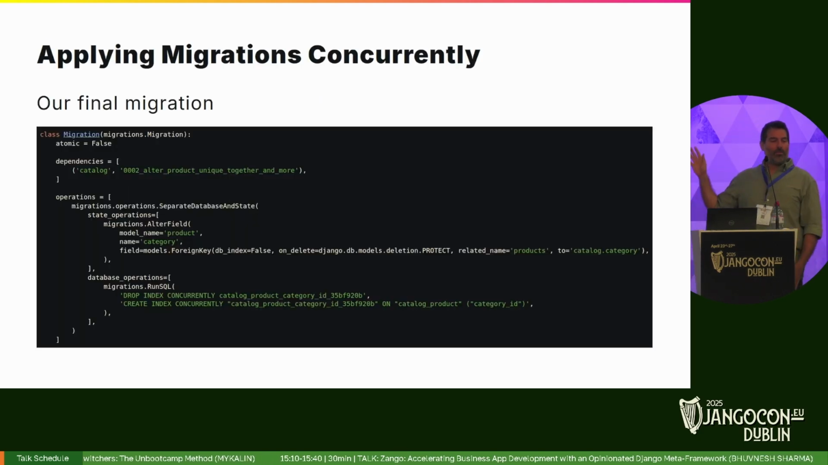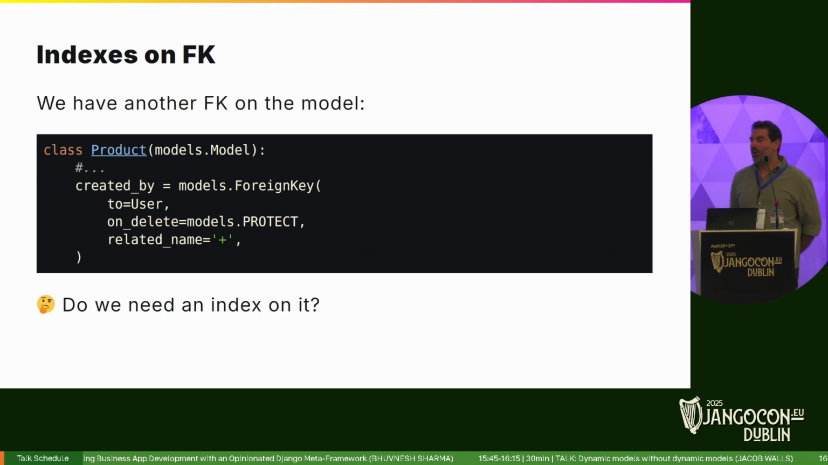So this is our final migration. This is what it looks like. It took some work, but we made it. Right now it's fine, it's safe, it's reversible, everything that we need. So now that we are all foreign key experts, okay, we have another foreign key, created by, right, that points to the user. Now the question is, do we need the index on this field?